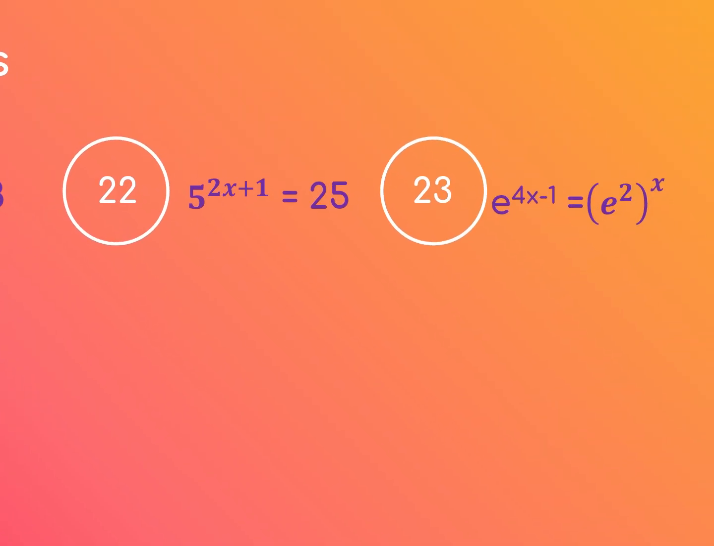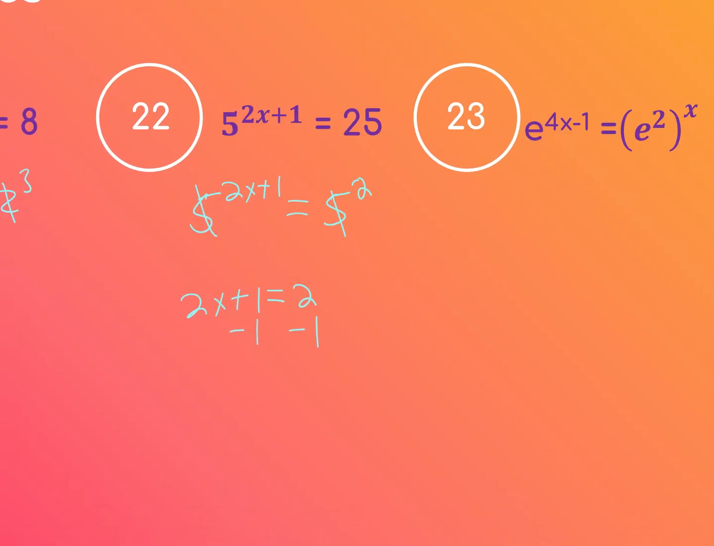All right, try the same thing with 22. This is going to be 5 to the 2x plus 1 equals 5 to the second, right? That's 25. So cross, cross, and then we get 2x plus 1 equals 2. Subtract 1, and then we get 2x equals 1. Divide by 2, and then I get x equals 1/2.